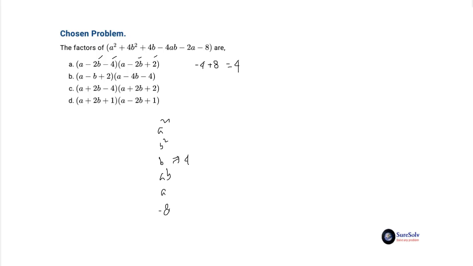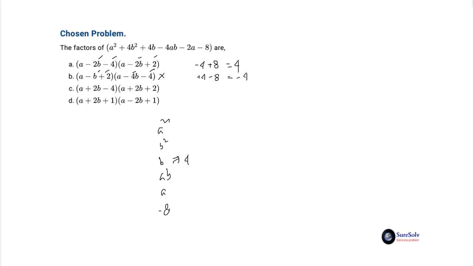For choice B, the coefficient of b is given by minus 1 multiplied by minus 4, which is plus 4, plus 4 and plus 2 multiplied by minus 4, which is minus 8. Result is minus 4. So this choice is invalid. Option B cannot be the answer.